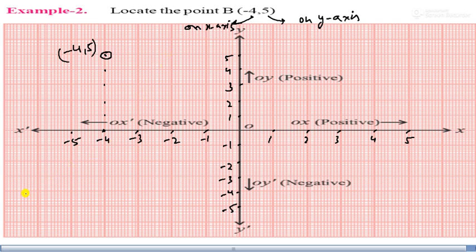Suppose you want to plot the point 4, minus 3. How can you plot it? First of all, move 4 on the x-axis, that is 1, 2, 3, 4. This one is 4. And now move minus 3, so it is 1, 2, 3. So that one is 4, minus 3. Minus is always downwards and plus is always upward. And on the x-axis, minus is on the left-hand side and plus is on the right-hand side. So you can plot easily.